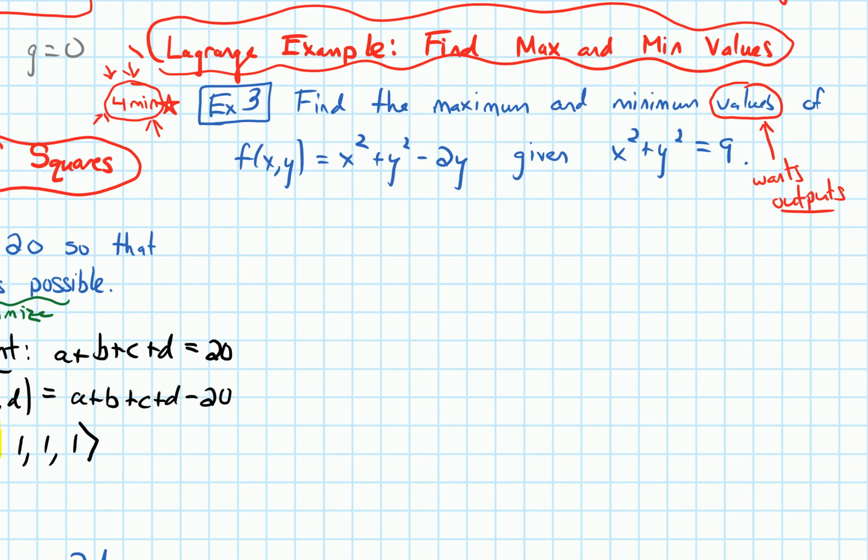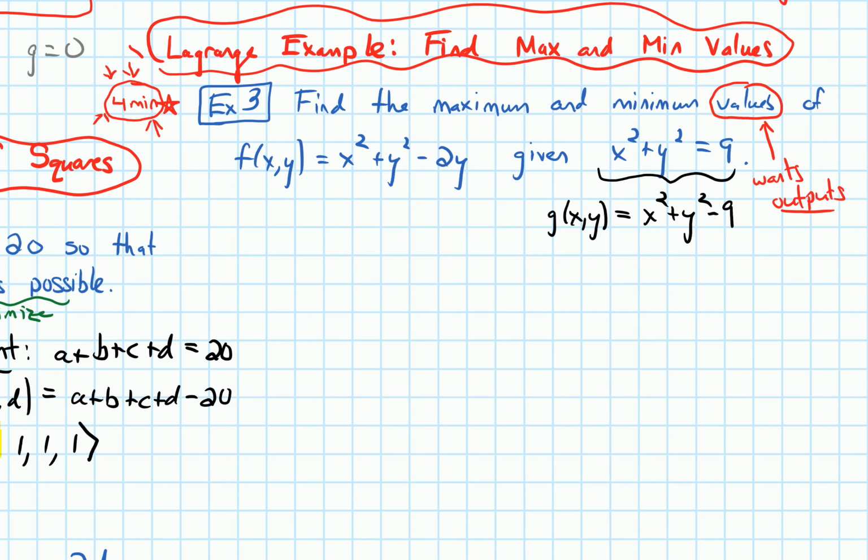Okay, so we know what our function f is that we're trying to maximize or minimize. Let's get the function g. So g comes from the constraint, and this is the constraint. By moving everything over to one side so that the other side equals 0, we get g of x comma y is equal to x squared plus y squared minus 9.